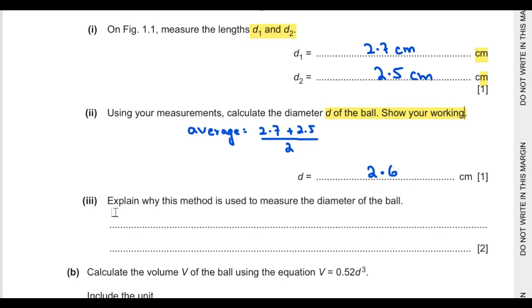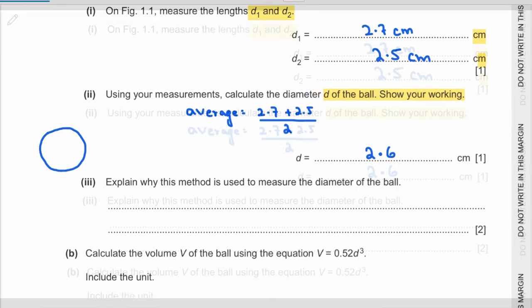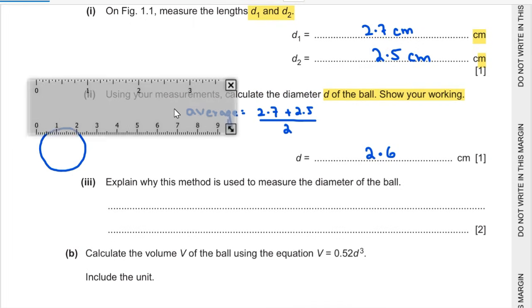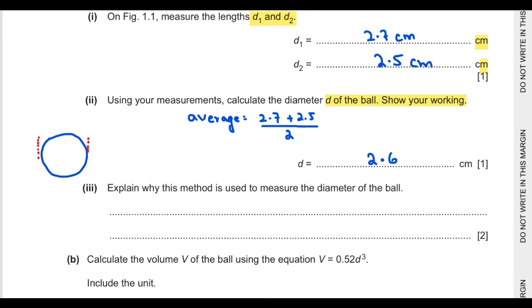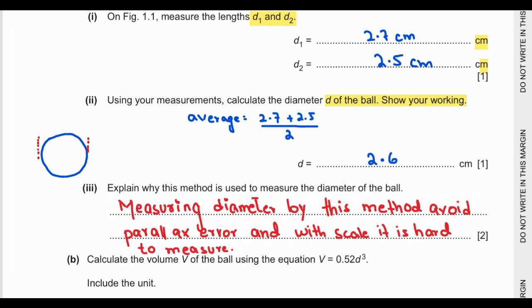Third part says, explain why this method is used to measure the diameter of the ball. We are using this wooden block method because if we directly try to measure the diameter of the ball like this, the ball is a spherical shape, and when you put a scale and try to measure the diameter, there are much chances that we are going to end up with a parallax error. So the method that we have used right now, the wooden blocks, is a good method because measuring the diameter by this method avoids the parallax error, and with a scale it is hard to measure the diameter.